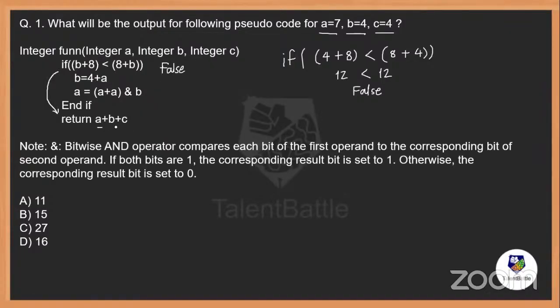And then I will return the value of A plus B plus C. Means, according to the provided pseudocode, the value of B and A is not going to get changed. It will remain the same, which is provided in the question. So the final answer will be 7 plus 4 plus 4, and that equals 15. And we have option B here.